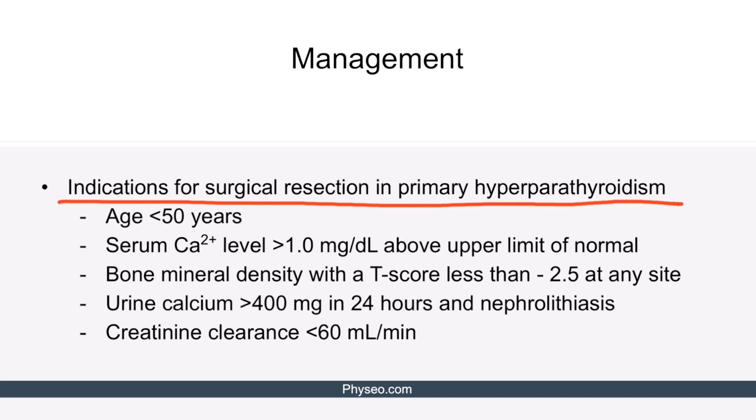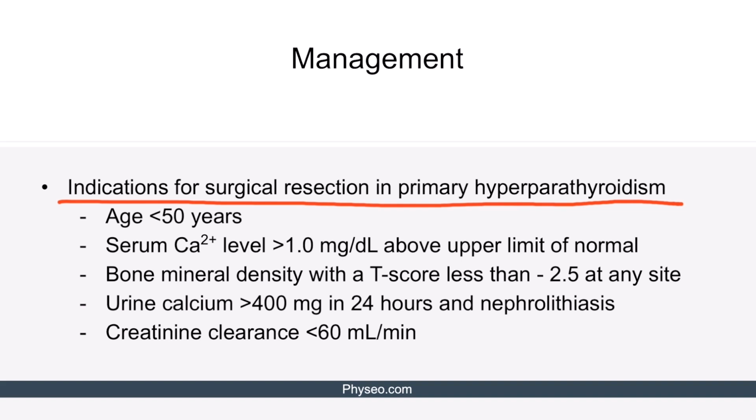A serum calcium level of 1 milligram per deciliter above the upper limit of normal range is another indication for parathyroidectomy. If the patient's T-score is less than -2.5 at any site, this indicates osteoporosis due to severely elevated PTH levels. Therefore, such patients should undergo parathyroidectomy. If the patient has 24-hour urine calcium excretion rate more than 400 milligrams, he or she should undergo parathyroidectomy as well.